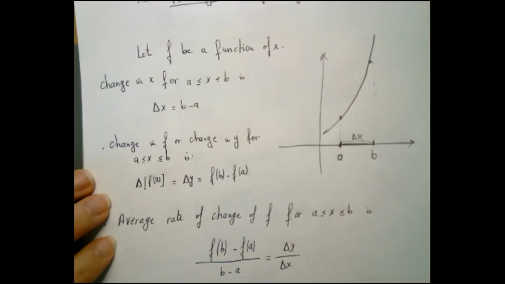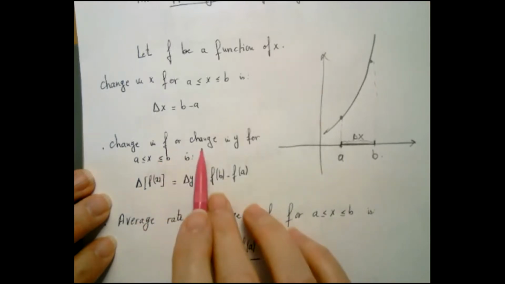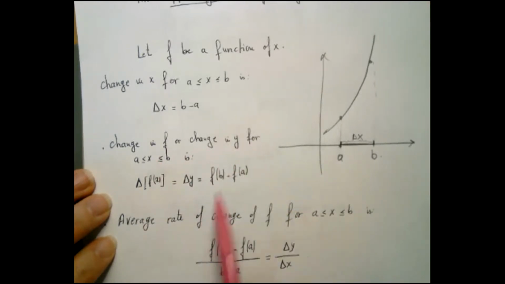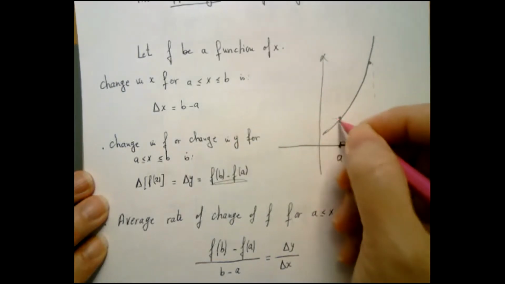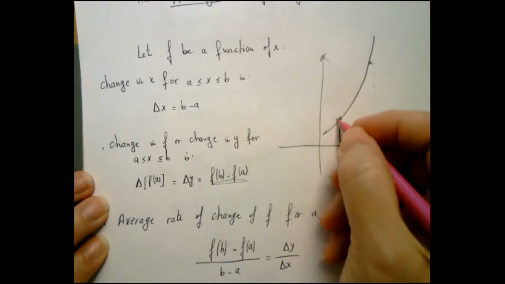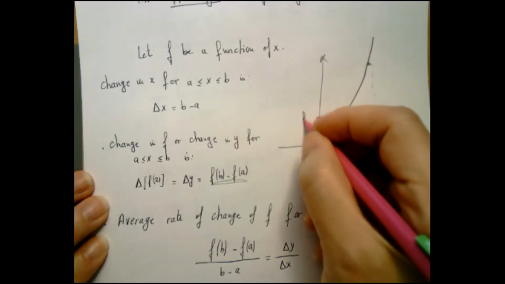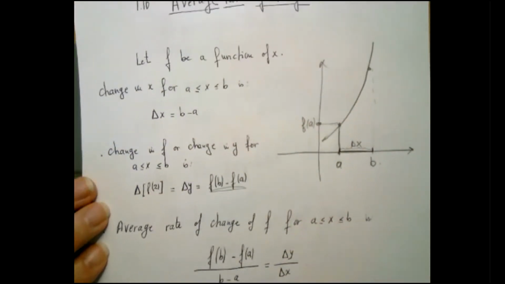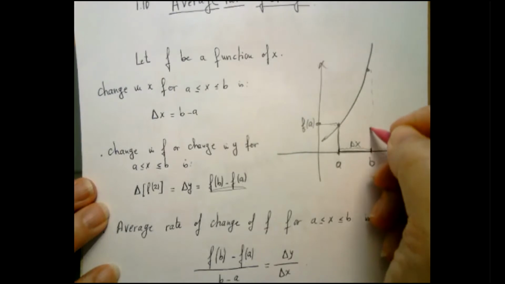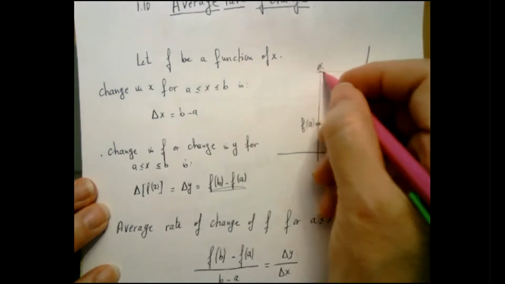Now, the change in f, or sometimes it's called the change in y, is by how much the output changes. So the change in y is f of b minus f of a. Let us see it on the picture. Where is f of b minus f of a? So when x is a, f of a, we know that since this is the graph, it means f of a is right here. F of a is the vertical distance. So this is f of a. What is f of b? If this is b, f of b is this vertical distance. That's f of b.